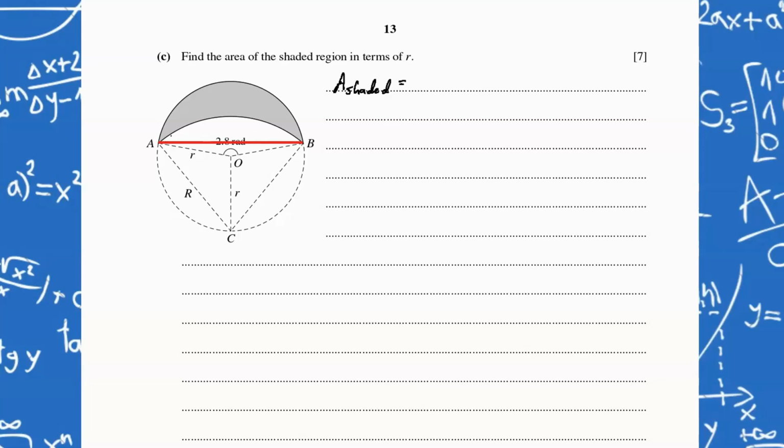the shaded region is going to be equal to the segment area here. All right, and we are going to subtract from it the segment area of the second segment of the other circle. So basically I'm going to put it as the area of the bigger segment minus the area of the smaller segment.